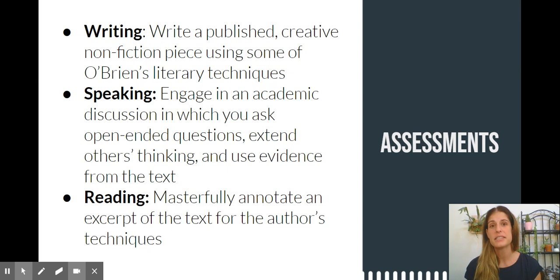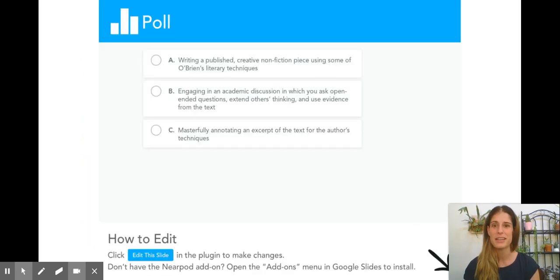You'll also be practicing speaking. We're going to have a lot of discussion-based groups called Harkness circles, kind of similar to Socratic seminars, and you'll be practicing asking open-ended questions, extending other people's thinking, and using evidence from the text. And then finally, we're going to really be practicing reading. And so you'll show that you have accomplished this by annotating a really amazing excerpt of The Things They Carried.